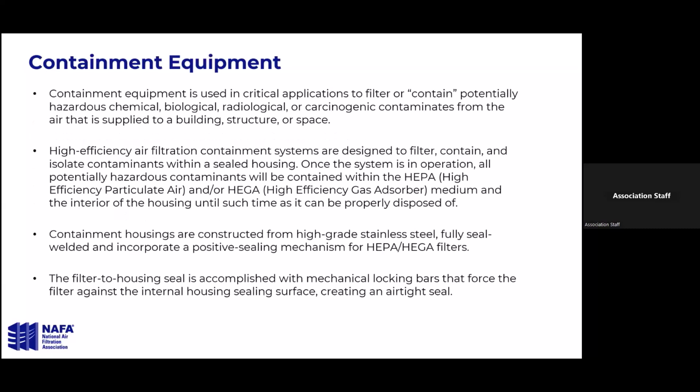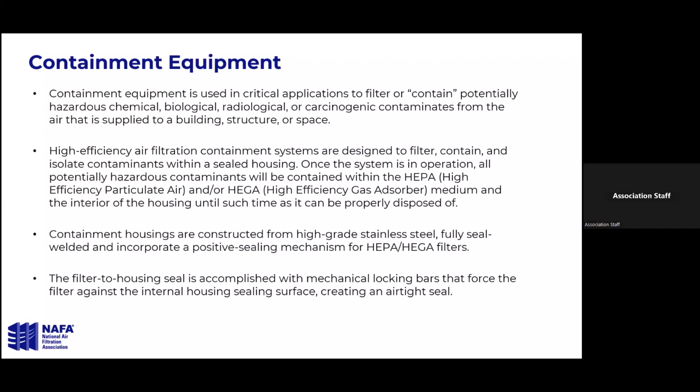So when we talk about containment equipment, this is going to be equipment that you're going to find in critical applications. So these are going to be applications that utilize chemical, biological, radiological, or carcinogenic contaminants. So things that are going to be potentially hazardous, either make you sick or potentially could kill you depending on the application. So it's going to contain that air, and it has to be high efficiency in order to contain those hazardous contaminants.